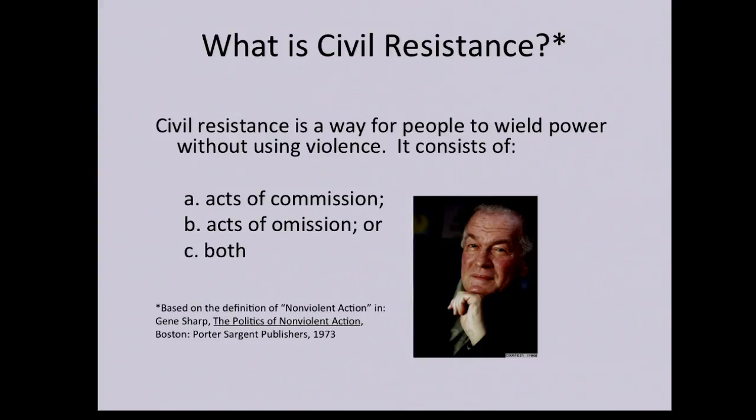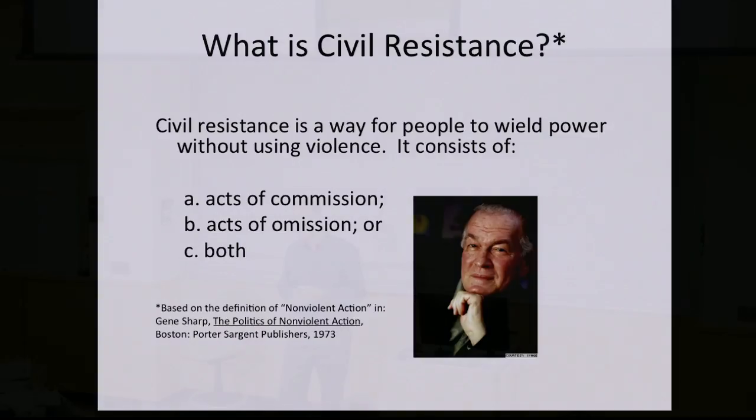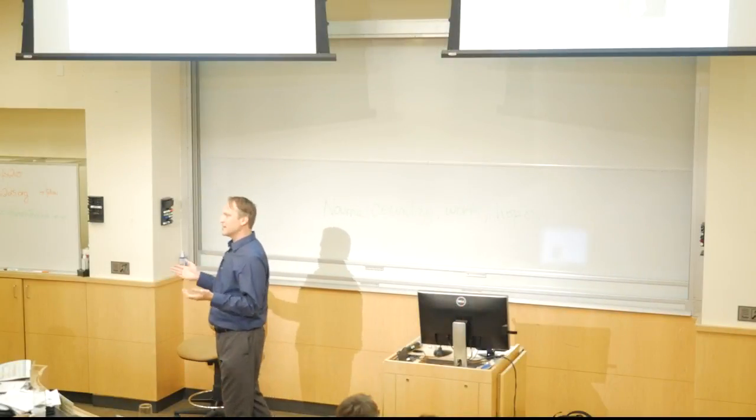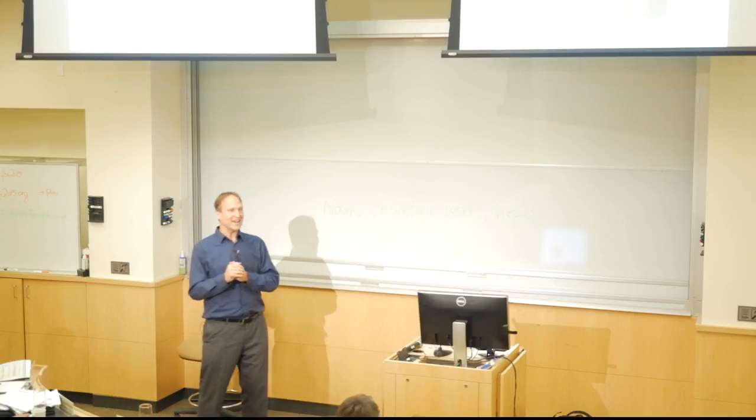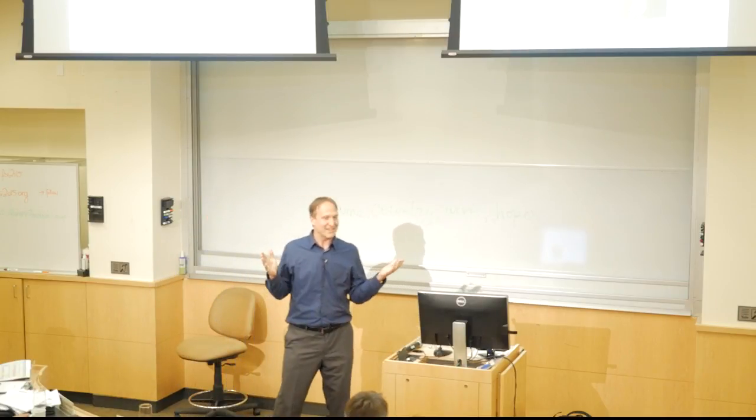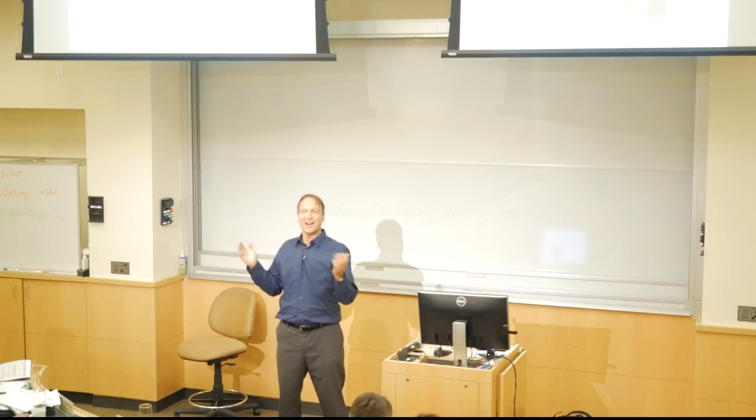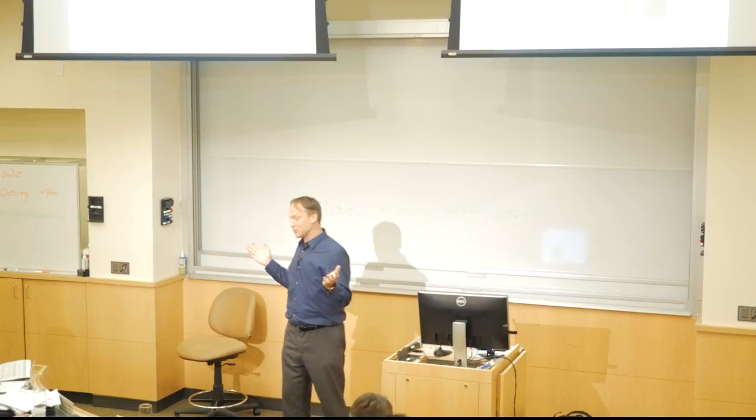And it consists of three kinds of actions. The first is acts of commission. This is where people do things that they're not supposed to do, that they're not expected to do, or that are illegal for them to do. So protesting, you could argue, in many countries is an act of commission. Though it's interesting, I've seen some people argue that in the United States, protest has become so routine that it's almost not a form of nonviolent action anymore, because it's so ordinary that it's not something people don't expect anymore.